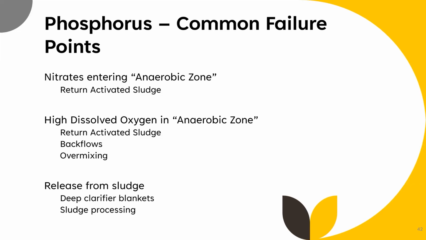We can also see release from sludge occur. So facilities will do really well in removing phosphorus into their solids, and then it's released later on in the process. Most commonly, this is going to be from deep clarifier blankets. So if you have clarifier blankets that are anything more than maybe 1 or 2 feet at most facilities, you can have anaerobic septic conditions occur where phosphorus release will happen. And then sludge processing. Some facilities will have very high levels of phosphorus that have been removed in their biosolids be released in sludge processing.